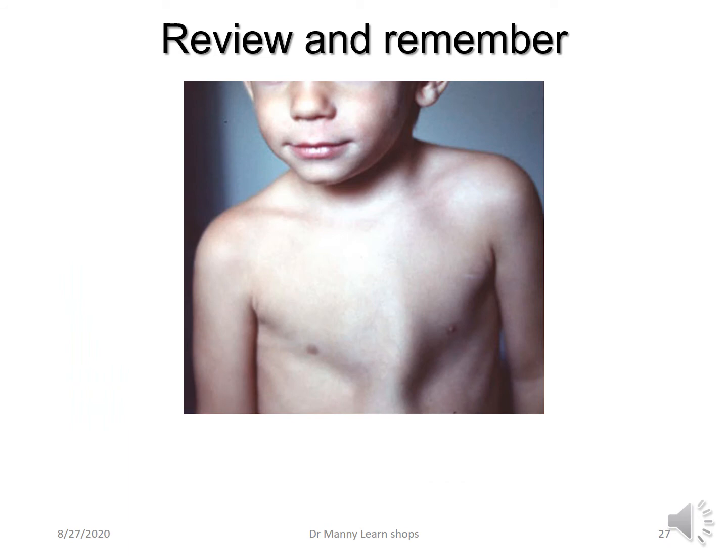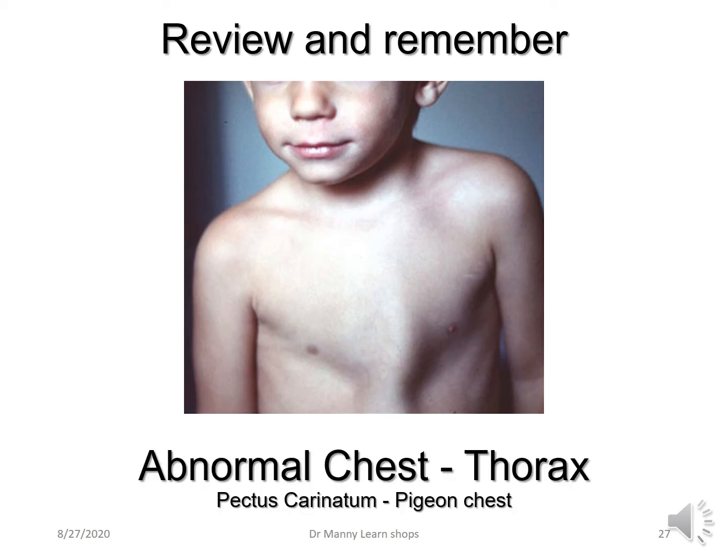Review and remember. Well, I don't think there's anything wrong with this kid. He seems to be smiling. He seems to be okay. But he's got a deformity on his anterior chest. So there's the problem. You don't have to know what the problem is, but you've got to identify that there's something wrong. And he's got an abnormal thorax. This is called pectus carinatum, or in lay terminology, a pigeon chest. Because when you look at your pigeons, their chest goes out.